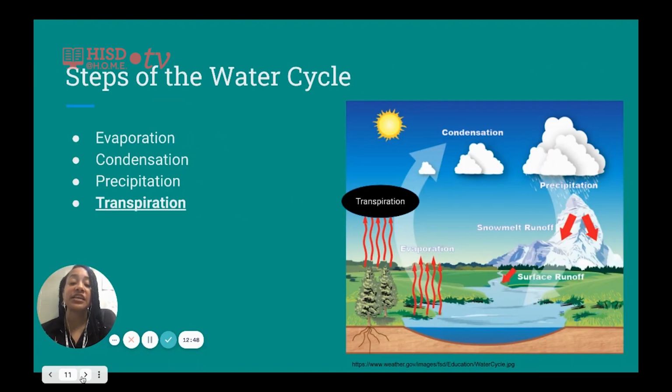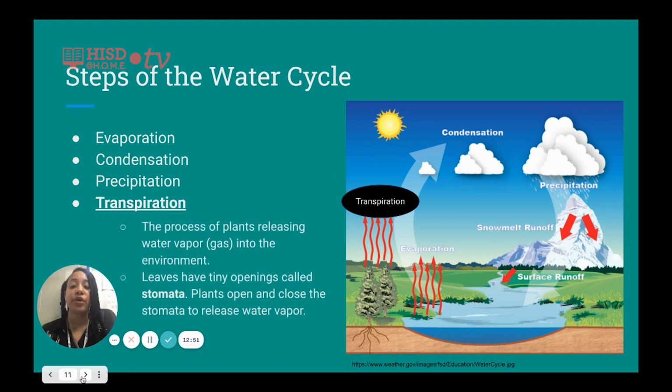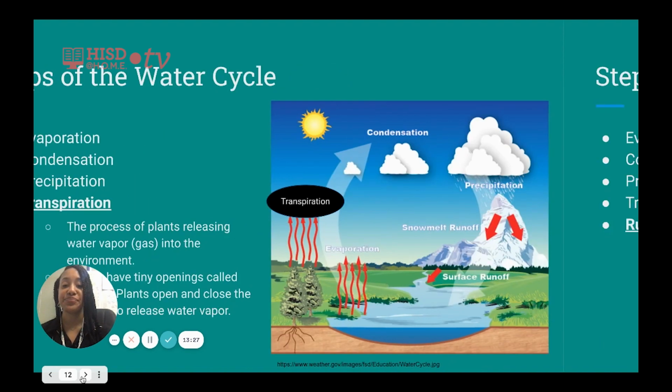Now, the next stage is transpiration. Transpiration is the process of plants releasing gas into the environment. Leaves have tiny openings, and the plants open and close them, and they're able to release that gas back into the atmosphere. Because again, the water cycle really deals with the earth and the atmosphere, transferring water from earth to the atmosphere, and then from the atmosphere back to earth. So plants help get water back into the atmosphere through transpiration.